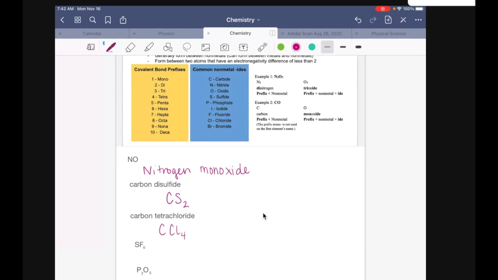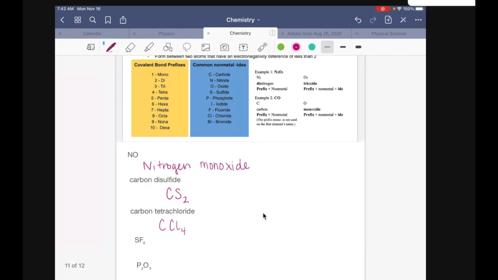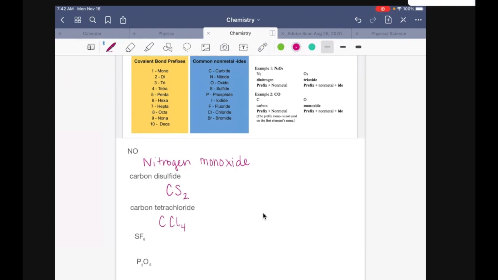All right, for the next one, we have 1 sulfur. Because it's the first nonmetal that's listed, we don't put mono in front of it, so we're going to have sulfur. Then we have 6 fluoride. If we look at 6, it's hexa. And then our ide for fluorine is fluoride.